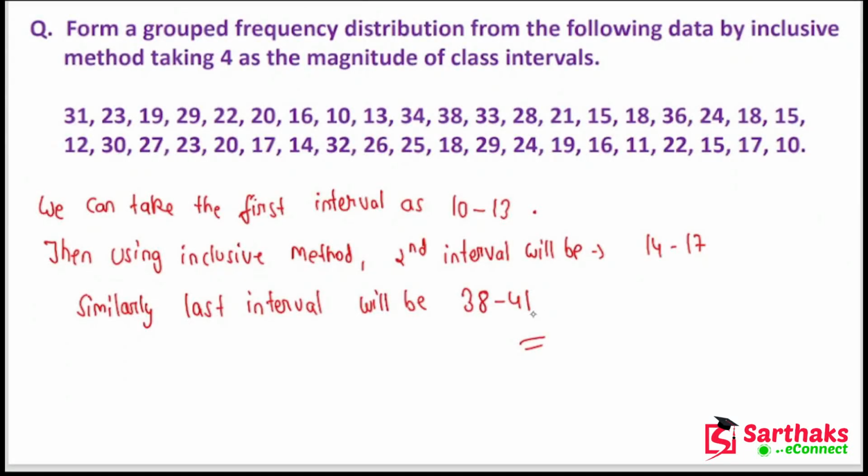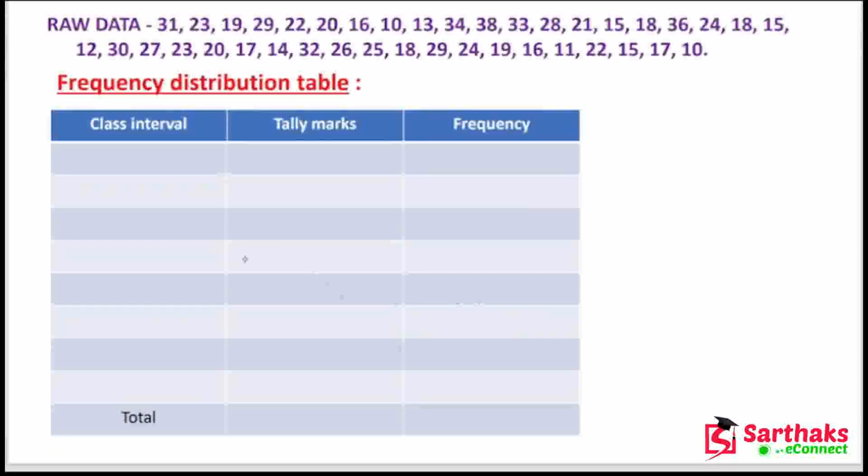Let us start constructing the table, because now we are ready with the intervals. So let us do that. Okay, you can clearly see 1, 2, 3, 4, 5, 6, 7, 8. So there are 8 columns I have made. Why? Let me show you. The first interval is 10 to 13. The second interval is 14 to 17.